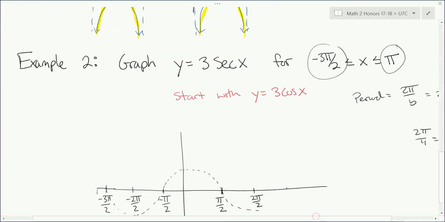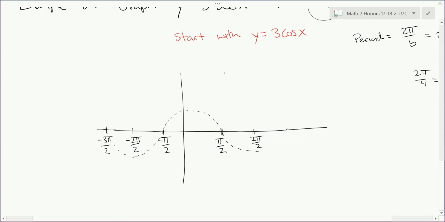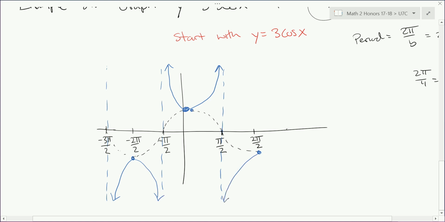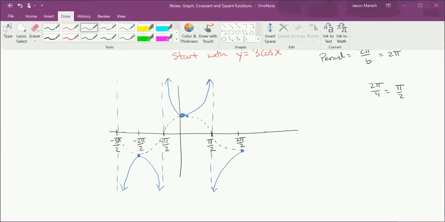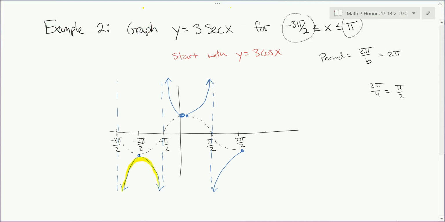Wherever there's an x-intercept, put a vertical asymptote. Wherever there's a minimum or a maximum, put a point. Sorry, this should be right here, huh? My graph is off a little bit. And then make that graph approach either positive infinity if it's above the x-axis or negative infinity as it gets closer to the boundary lines. So what I'm highlighting here is our answer. And there we go.